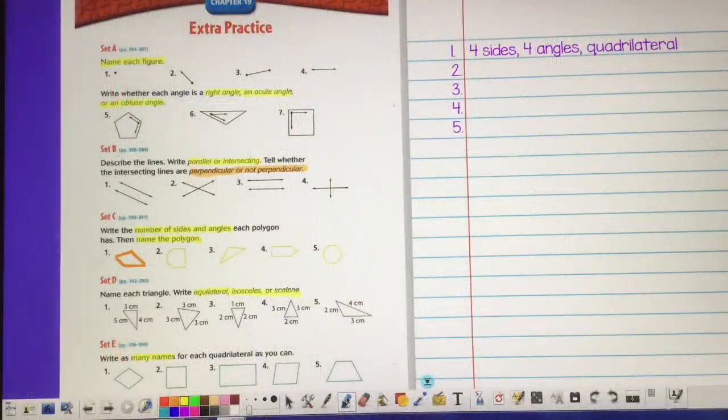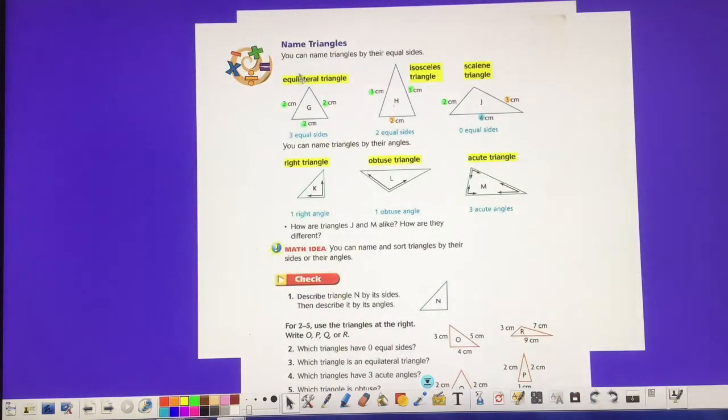Okay, moving on to set D, we're talking about triangles, whether it's an equilateral, isosceles, or scalene. And that is actually on page 393. You can see here, equilateral has all equal sides, isosceles has 2 equal sides, and scalene, there's 0 equal sides. So I'm just looking at the sides.